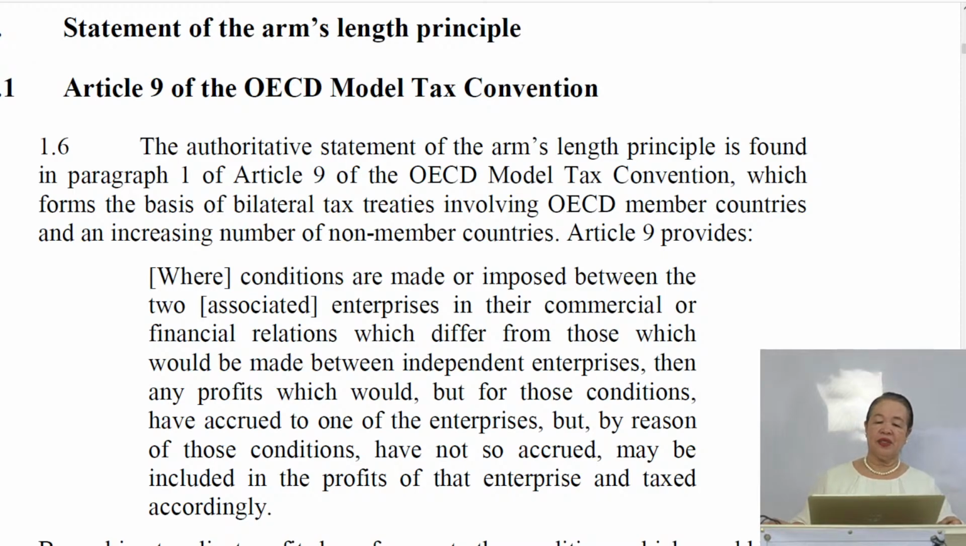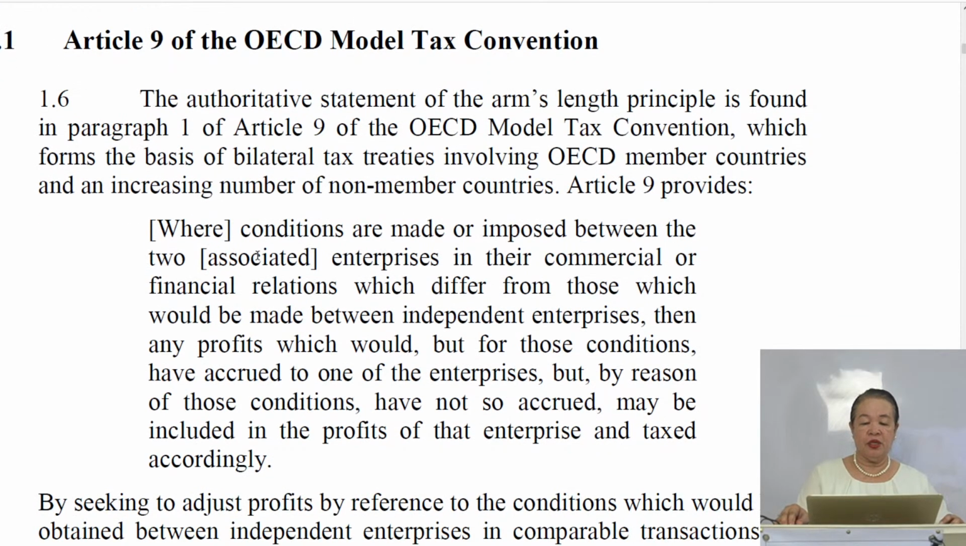What is the statement of this arm's length principle? This is under Article 9 of the OECD Model Tax Convention. So what is the OECD Model Tax Convention on Income and Capital? That is the guideline on how to treat income between countries, and also the basis of our tax treaties. So the authoritative statement of the arm's length principle is found in paragraph 1 of Article 9 of the OECD Model Tax Convention.